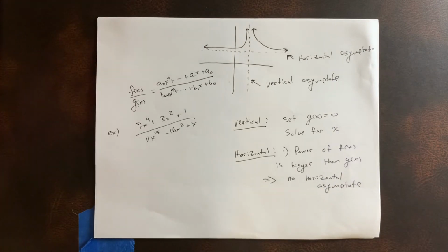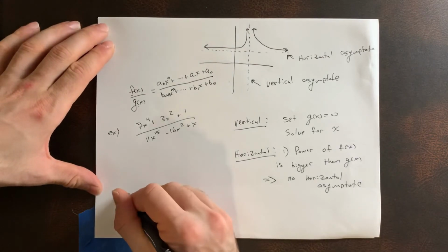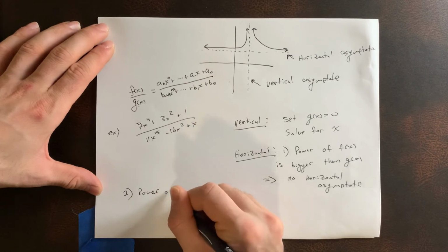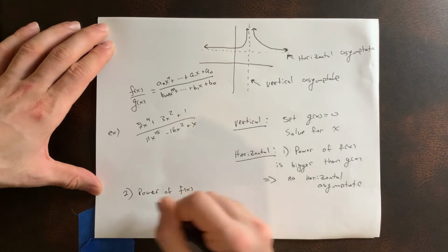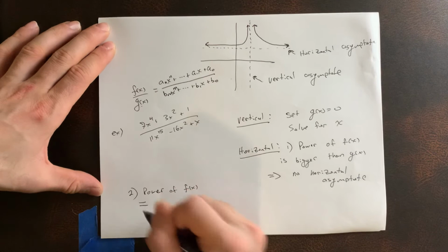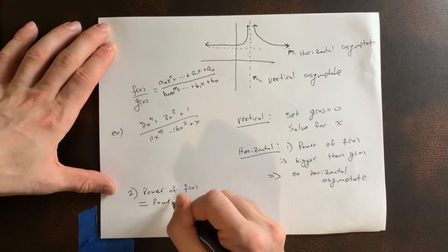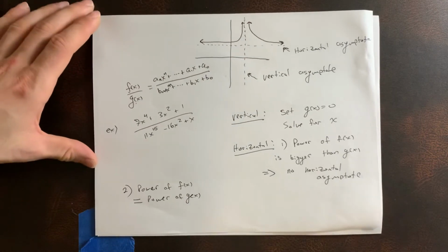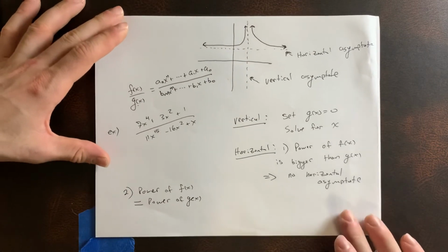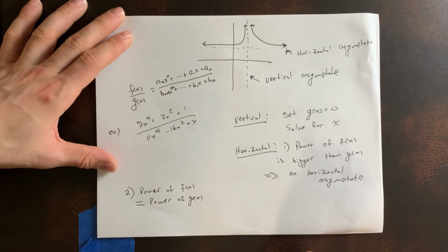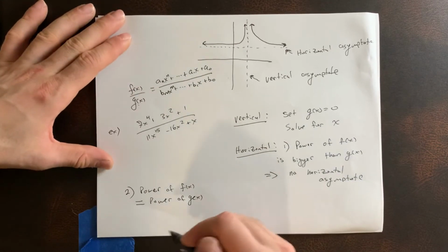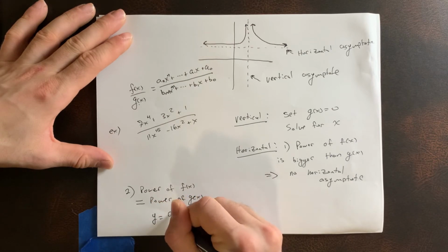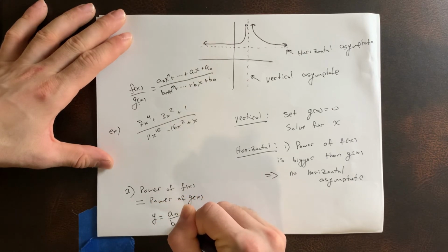Okay, the second situation, let's put it over here. We have the power of f of x equal to the power of g of x. So in that situation, let's just write everything out in numbers, and we'll do examples in a second. This means that the horizontal asymptote is going to be y equals a_n over b_n.